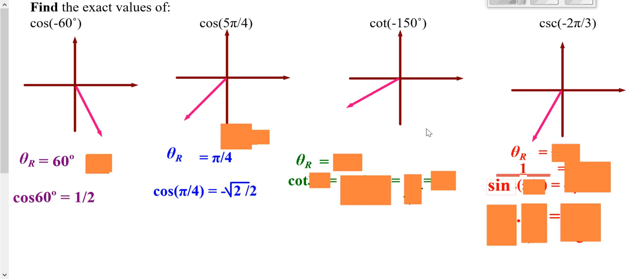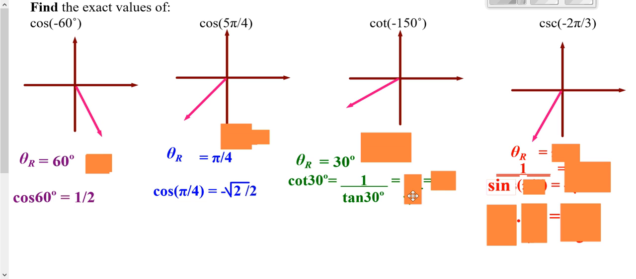Cotangent of negative 150. So cotangent of negative 150 rotates to here, which means you're 30 degrees from the x-axis, so your reference angle is 30 degrees. So we need to look at the cotangent of 30 degrees. Now cotangent's not one you're supposed to have memorized. You know that that's the reciprocal of tangent. So all we're going to do is write down the reciprocal of the tangent of 30. Tangent of 30, you know, is root 3 over 3.